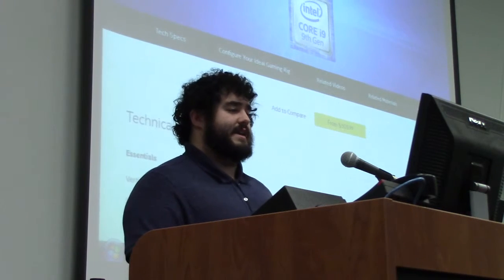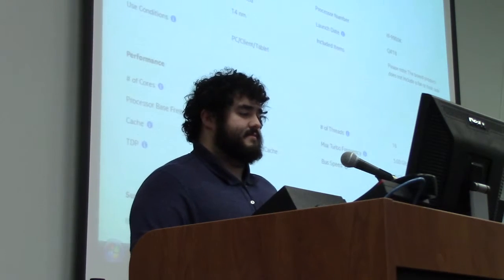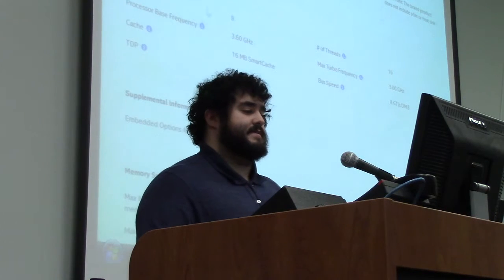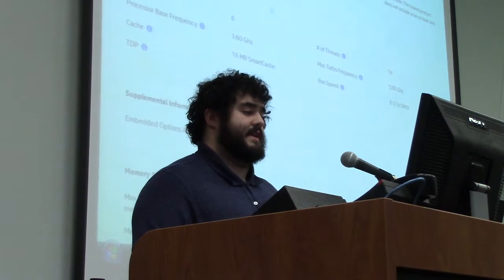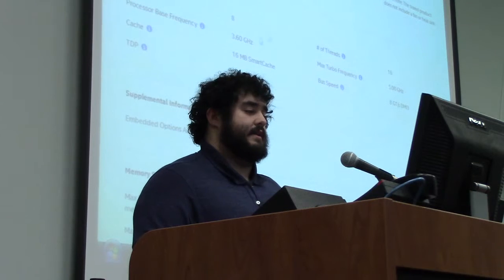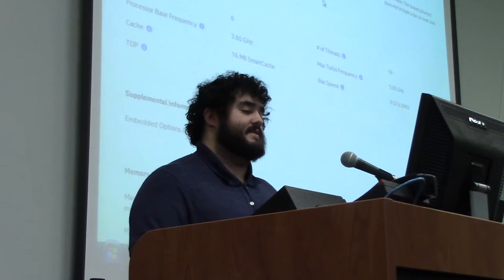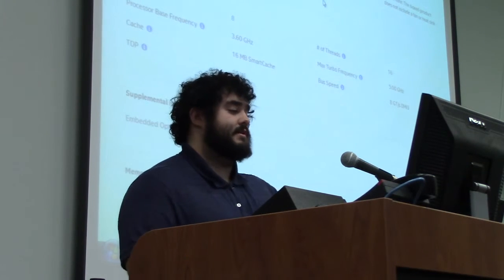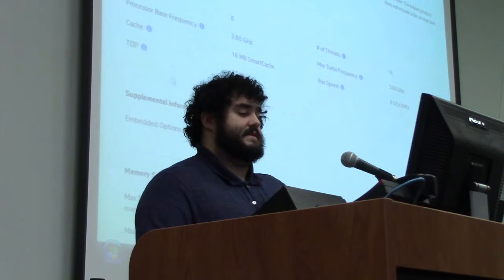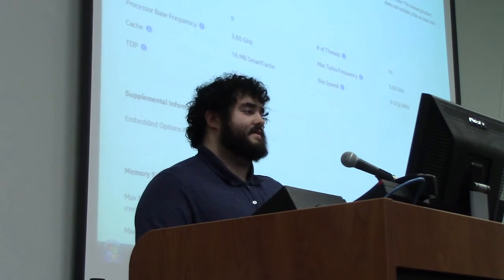And then the 9900K, it's about the same as far as specs go. It has 8 cores, just like the Ryzen. It's got a 3.6 gigahertz base clock, and cache memory on it is 16 megabytes. And then it also uses about the same amount of power as the Ryzen does.